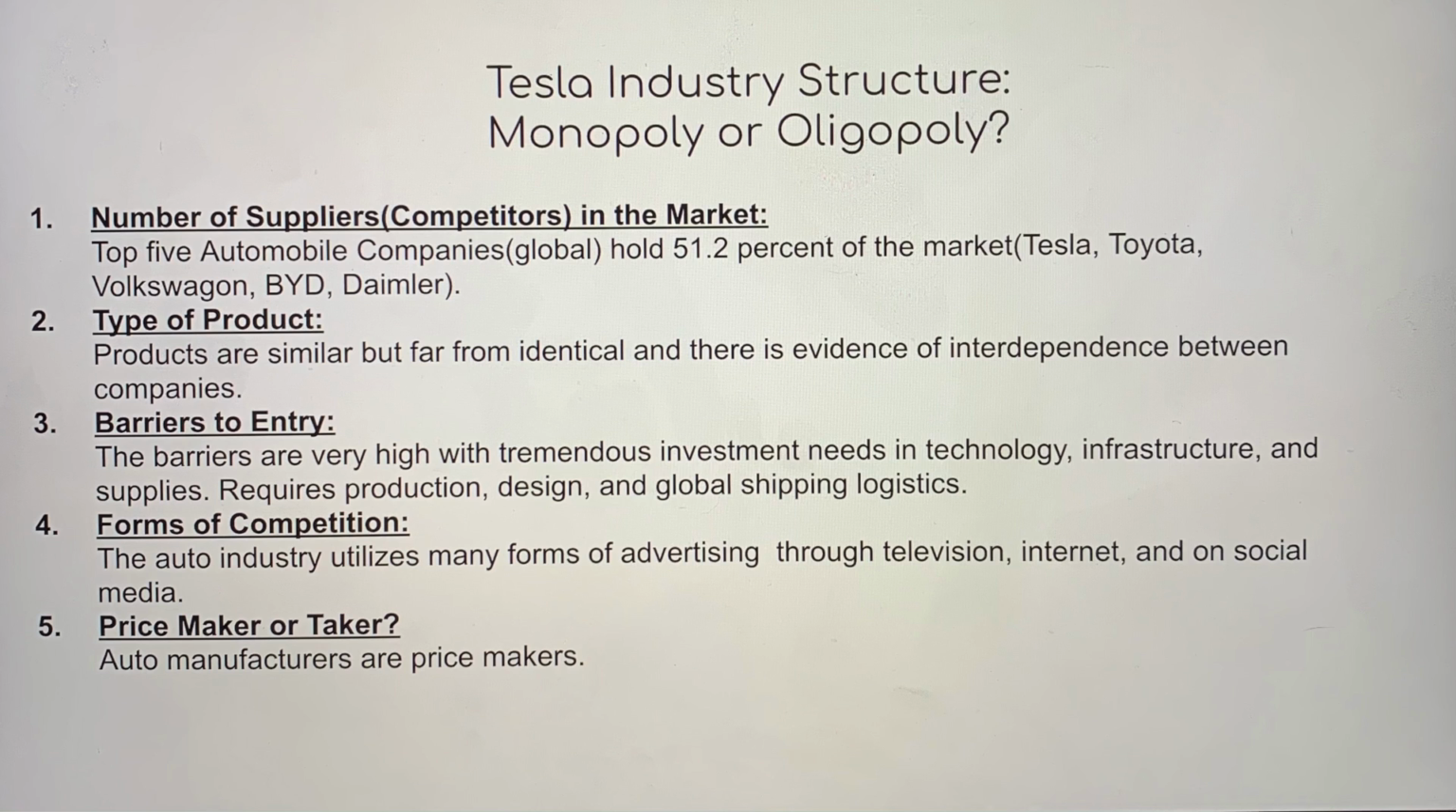We'll also look at forms of competition. Within the auto industry, they utilize many forms of advertising through television, internet, and on social media. And lastly, we'll look at whether they're price makers or takers. Auto manufacturers are price makers. So with all these characteristics, we can determine that we're looking at an oligopoly for the Tesla industry structure.